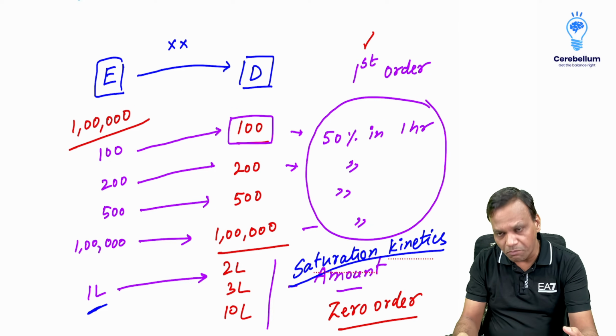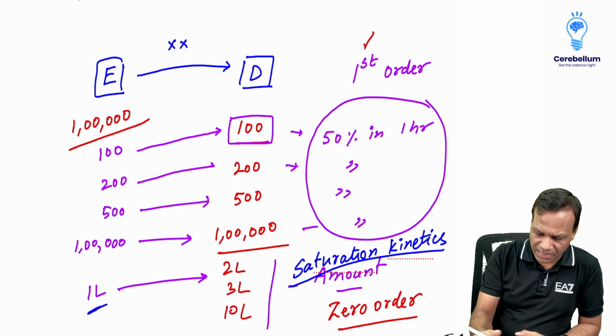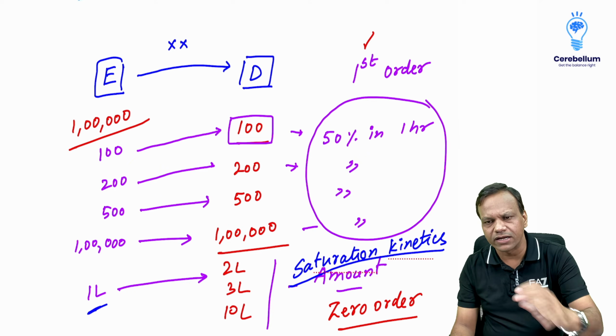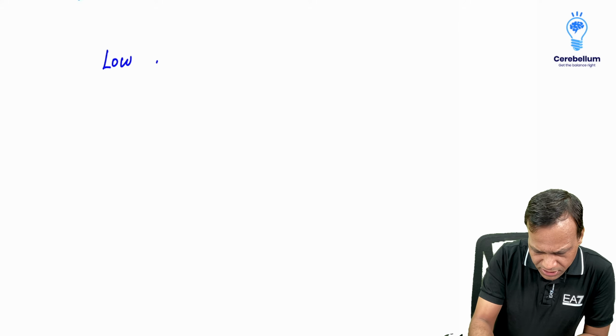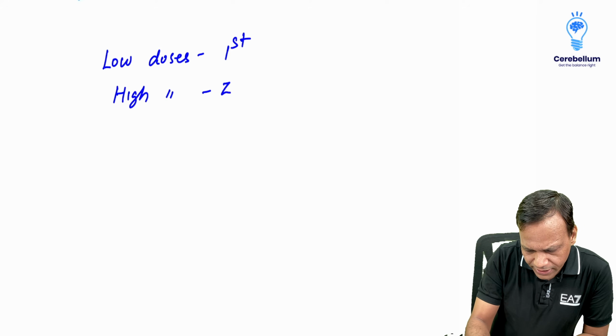But whenever we give more than 1 lakh, we give 2, 3, 4, 5, 10 lakh, it will sometimes become higher than the number of enzymes. So that's why any drug can follow zero order kinetics at high doses. So at low doses, the drug will follow first order kinetics. At high doses, it will follow zero order kinetics.